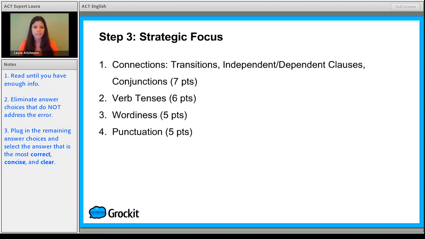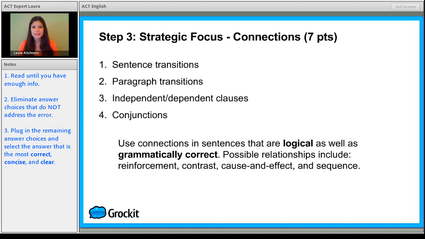For connections, the biggest thing to keep in mind is that not only do things have to be grammatically correct, but also they have to be logical. So this isn't just a straightforward grammar test. As you're reading these essays, you actually have to be looking out for the main idea. You're looking out for any transitions that they have. So if you've taken an ACT English section before, you might be doing something that you need to immediately change. You may be skipping around.